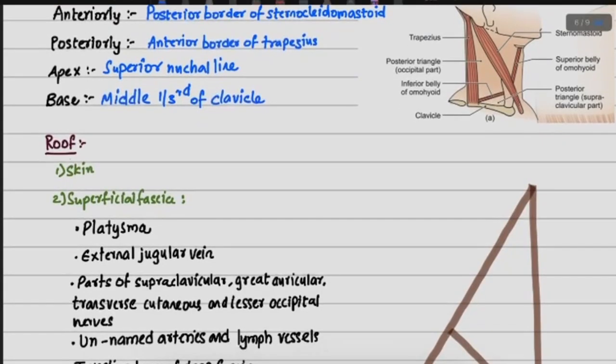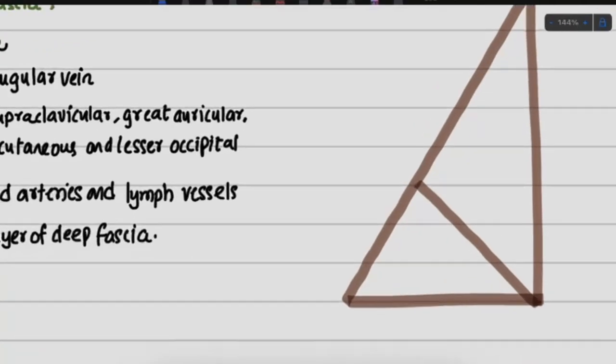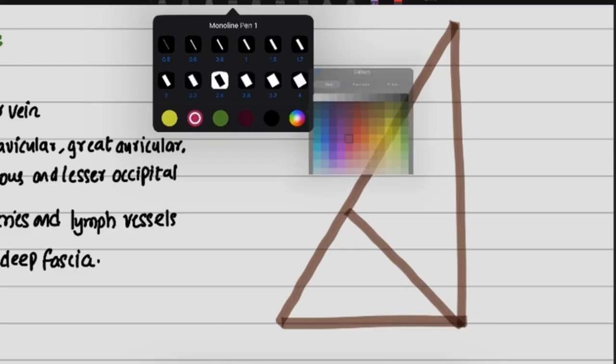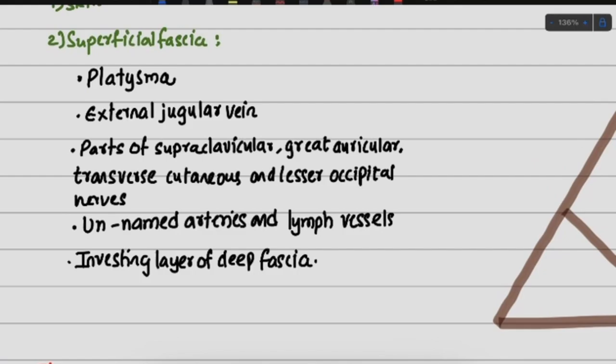Okay, next, the roof. How is the roof formed? Obviously any roof is formed by the skin and superficial fascia, and the superficial fascia contains some muscles and nerves. So one muscle is platysma. And what are the other nerves present in this roof? If I draw all these nerves in this diagram, it will be easy for you guys to remember the contents also. You can easily remember the contents by remembering the roof of the posterior triangle.